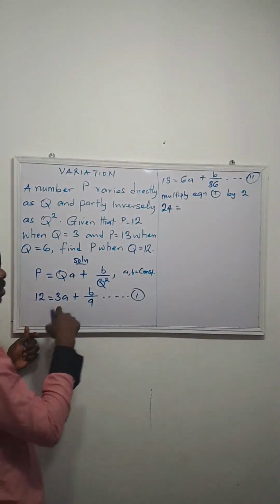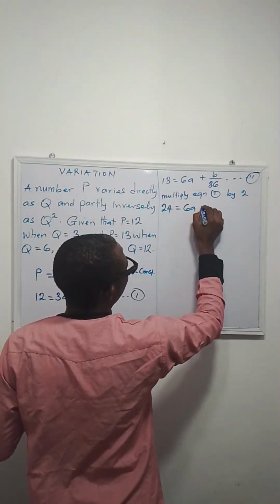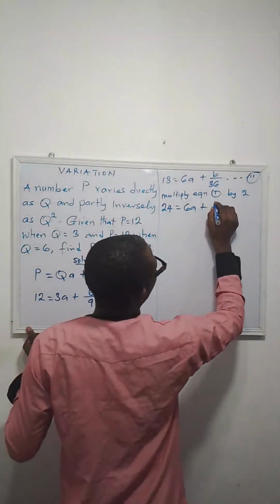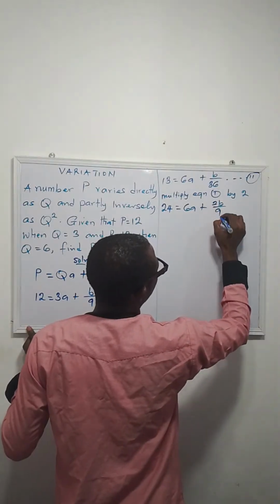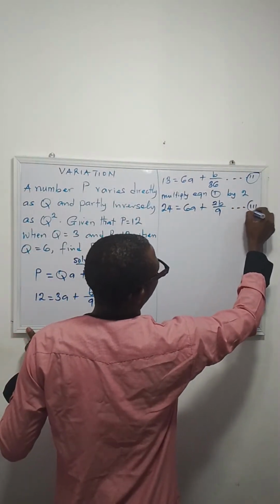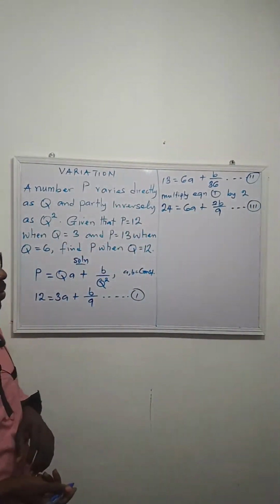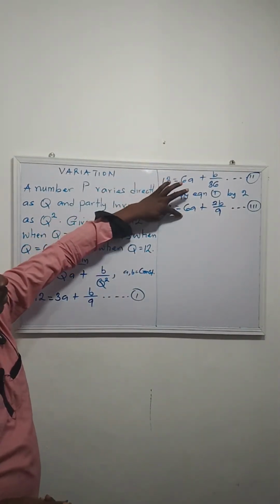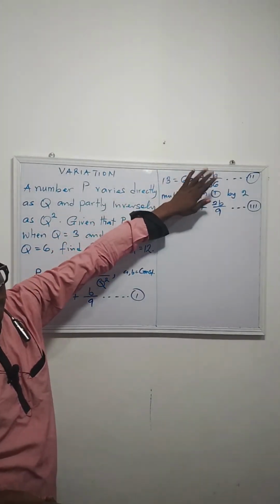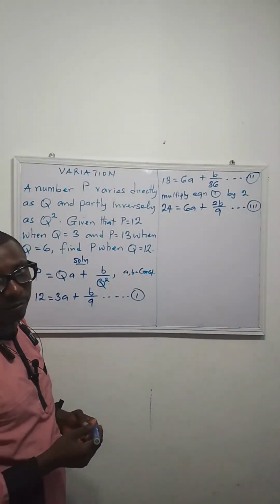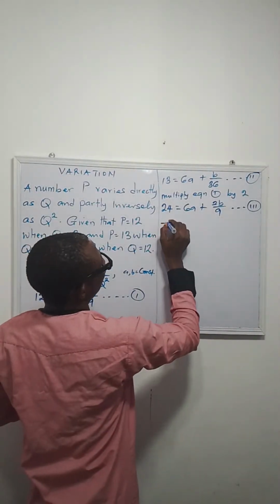2 times 3a gives you 6a. Plus, now multiply this by 2. That's going to be 2b over 9 plus 2b over 9. Okay, so now let's call this equation 3. So from here we can subtract. Now let's say we are subtracting this from this, this from this, this from this. Now 13 minus 24 gives you minus 11.